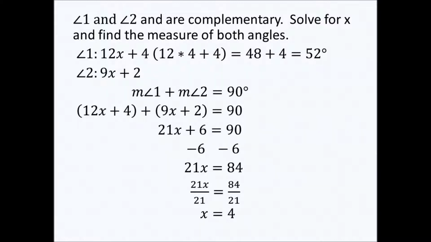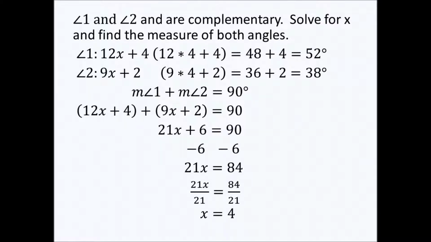Next, we combine like terms. 12x plus 9x equals 21x, and 4 plus 2 equals 6. The next step is to subtract 6 from both sides. 21x equals 84. The next step is to divide both sides by 21. 21x divided by 21 equals 84 divided by 21. Therefore, x equals 4.